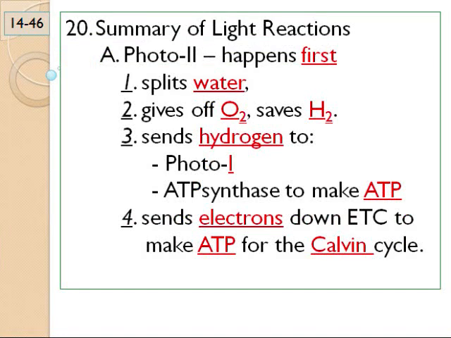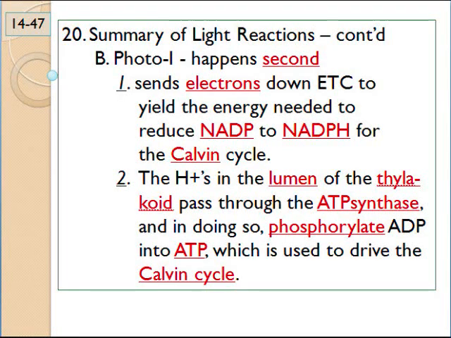And there's the summary where this one happens first, so it's called number 2. And this one happens second, so it's called number 1. And everything then moves into the dark reactions. So now we're on the dark reactions. We're going to take it slow again and work it slowly so you get a sense of it.